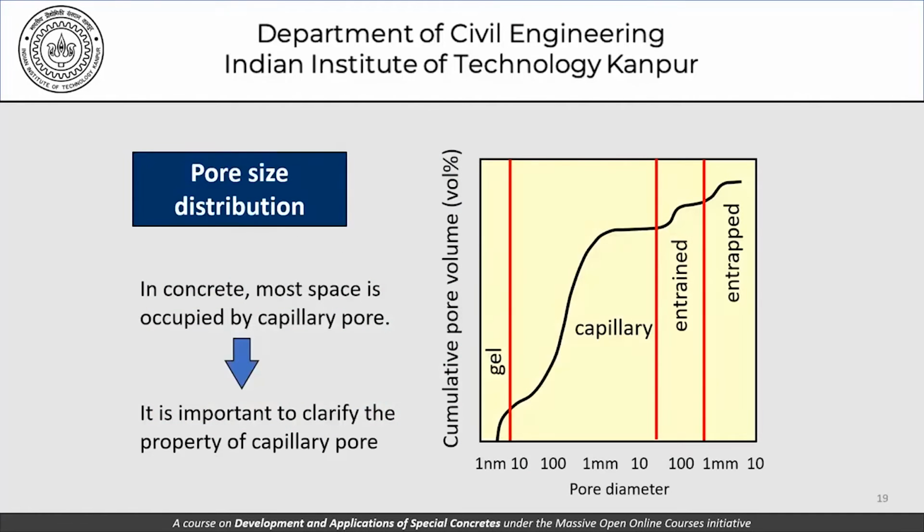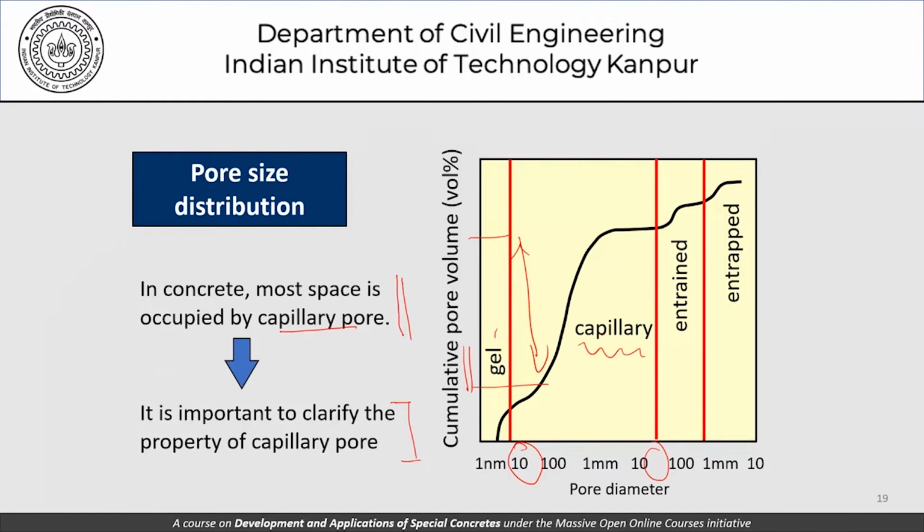This is another representation of the pore size distribution and the pore spaces within concrete: the gel pores, the capillary pores, entrained air and entrapped air. As far as concrete is concerned, most of the space is occupied by capillary pores. In fact, this cumulative pore volume exactly shows that. From here to here, this amount of volume is occupied by the capillary pores, which may range from here to here as far as diameters are concerned. It's important therefore to understand the properties of the capillary pores, and that's something which is beyond the scope of our discussion here.